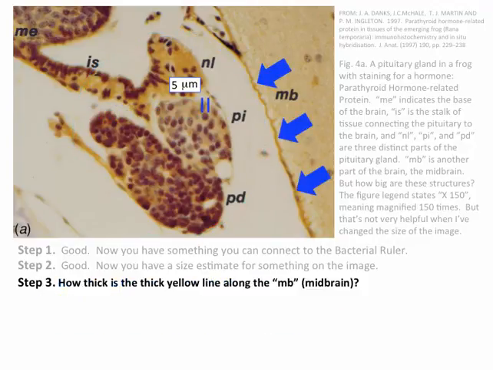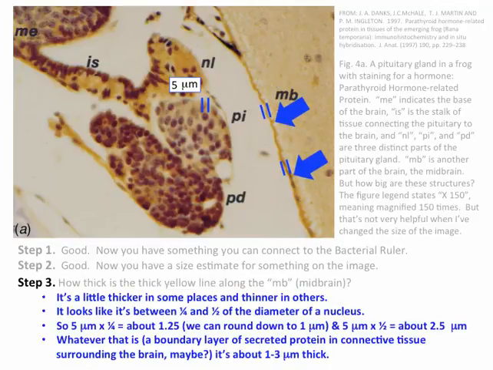Let's try another question. How thick is that thick yellow line along the midbrain, MB, over on the right? And I put some blue arrows there pointing to it. Again, we could move our little blue lines over there, but you probably don't need to. And it looks like it's maybe 1/4 to 1/2 of the diameter of a nucleus.